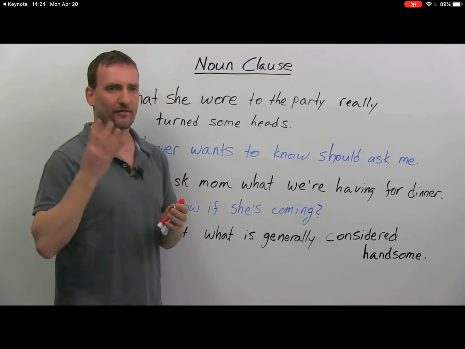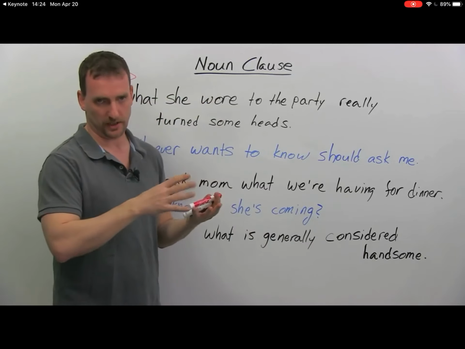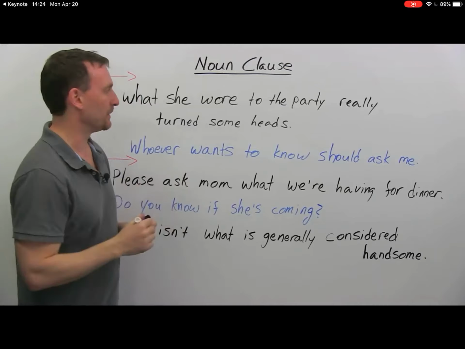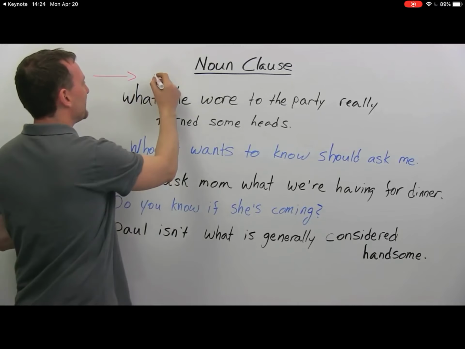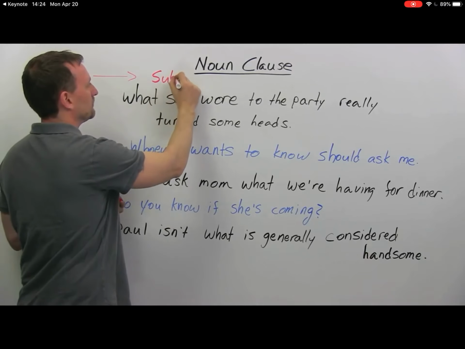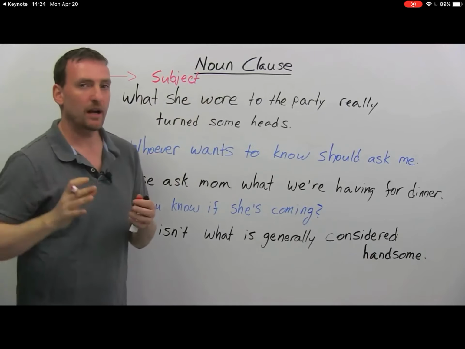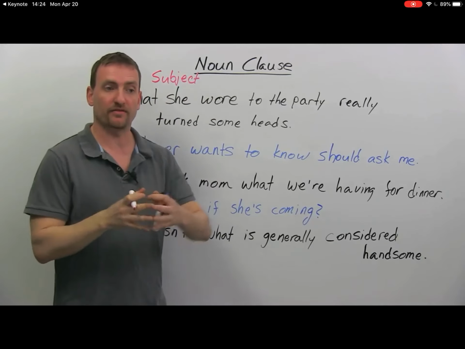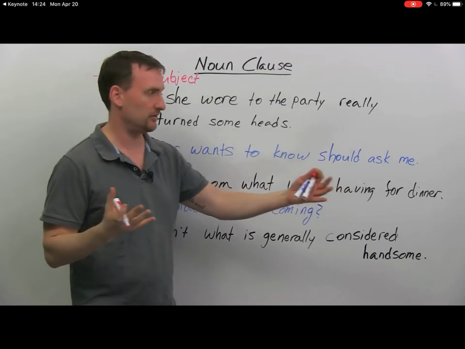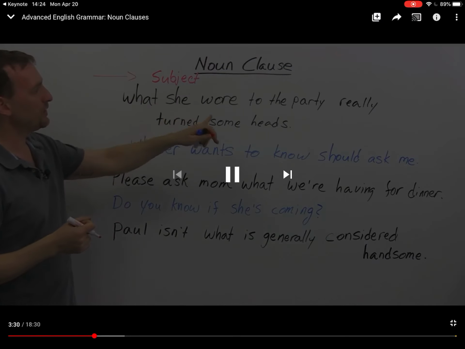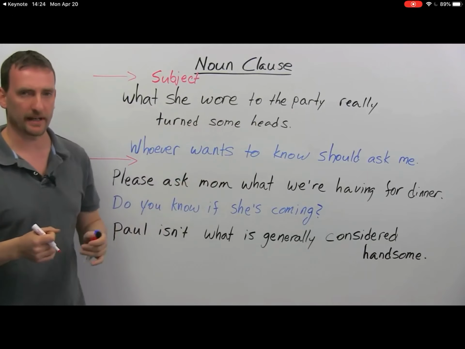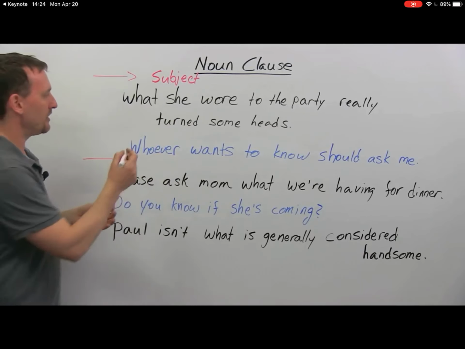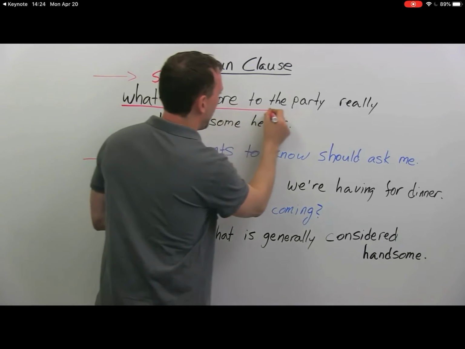So noun clauses have basically four uses, okay? Or actually five, but one of them is similar. First of all, we're going to look at it as the subject. So a noun clause can be the subject of a clause, of an independent clause. So let's look at this example. What she wore to the party really turned some heads. So what is the noun clause? What she wore to the party.